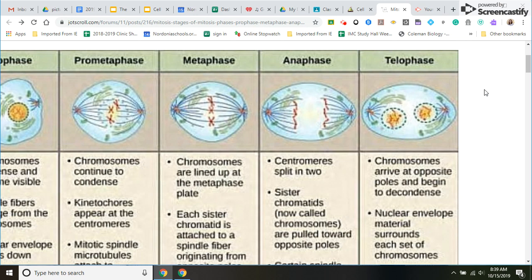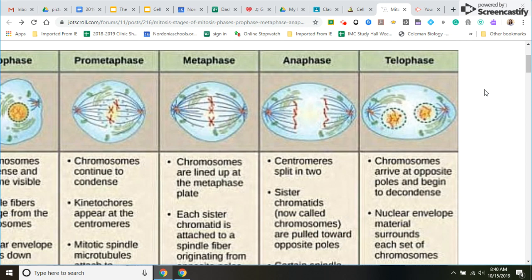So after metaphase, we move on to anaphase. And anaphase is where that centromere gets split and we have one copy of DNA pulled to one side of the cell and the other copy pulled to the other side. So now our two identical copies of DNA are separated to opposite ends of the cell. This happens because the spindles are going to be pulling those copies of chromosomes apart.